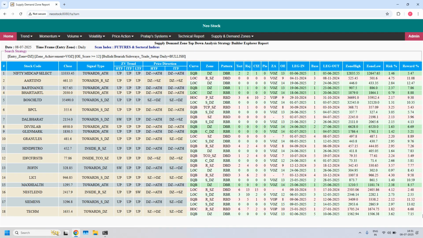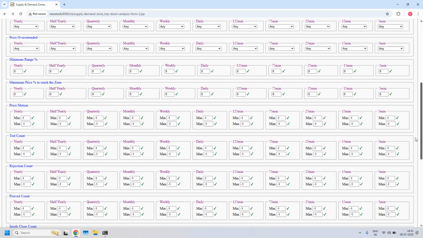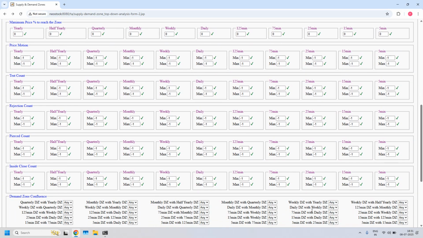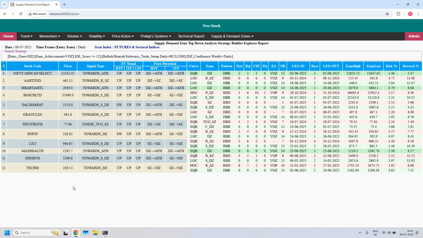Out of these 18, let us find high probability trade setup supported zones based on this zone confluence. So I am applying the filter daily and weekly demand zone confluence. I am enabling the filter. We got 12 stocks. Daily zones overlapped with weekly demand zone. And weekly trend is ITF trend in all the stocks.